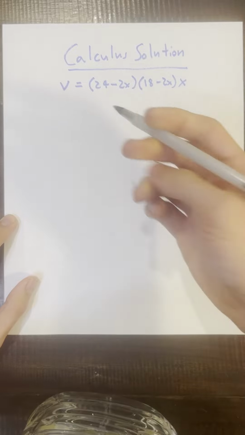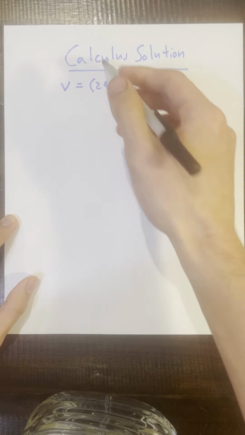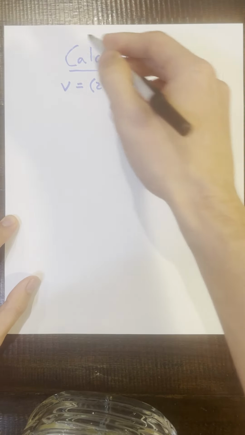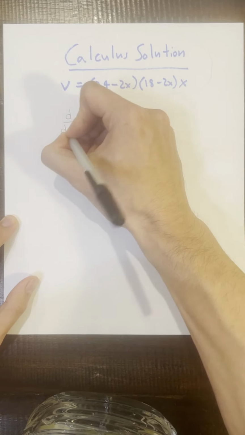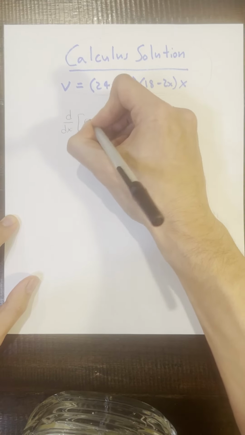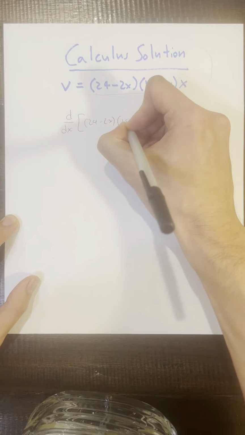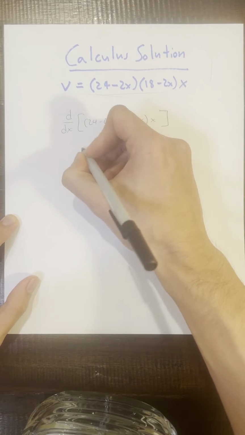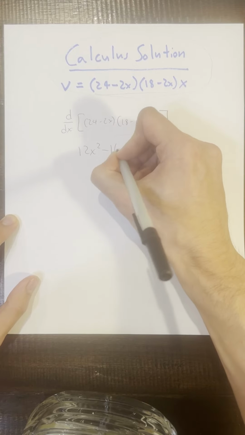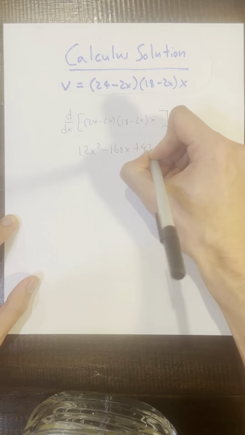There's also a calculus solution to this. I'll make another video that goes a little bit more in depth into these kinds of problems, but I'll just include the solution here for the sake of it. It involves taking the derivative of 24 minus 2x times 18 minus 2x times x. And this is going to give you 12x squared minus 168x plus 432.